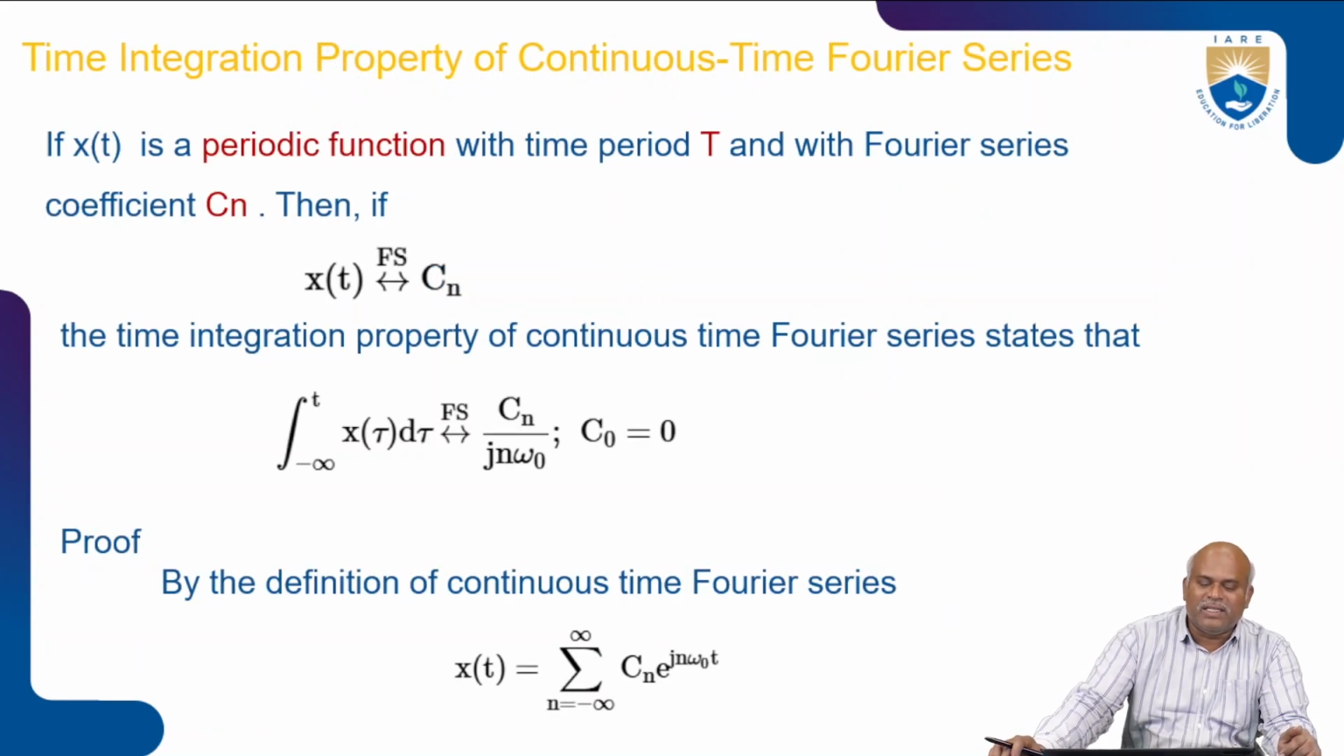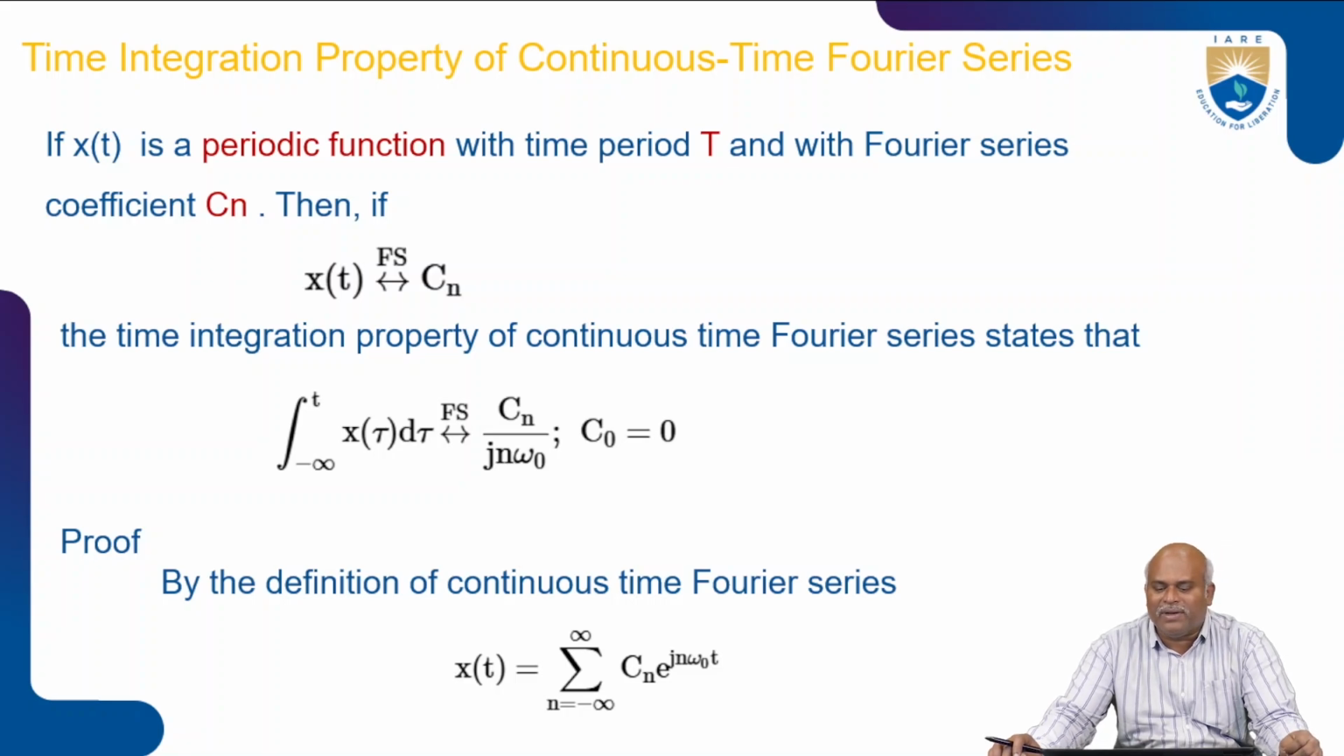Next case, time integration property of continuous time Fourier series. If x of t is a periodic function with fundamental period represented as capital letter T, and the Fourier series coefficient we write as c of n, then x of t, we take the Fourier series, is represented as c of n.